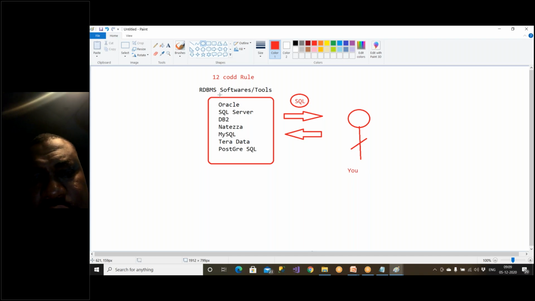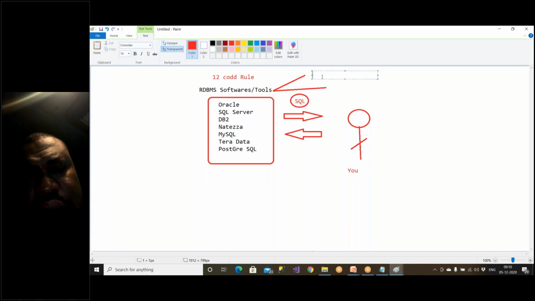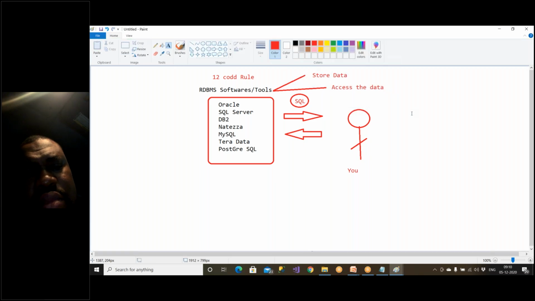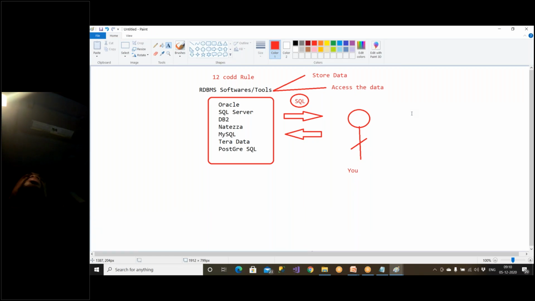What is RDBMS? As we know, RDBMS can store data and retrieve data. If somebody asks what is the purpose of RDBMS? Store data and retrieve data or access the data. That's it. Whenever you need, you should be able to access the data. RDBMS is just like a godown, a storeroom. In the storeroom, what do you do? You store the items, you retrieve the items. In a godown, what do you do? You put the items and get the items.